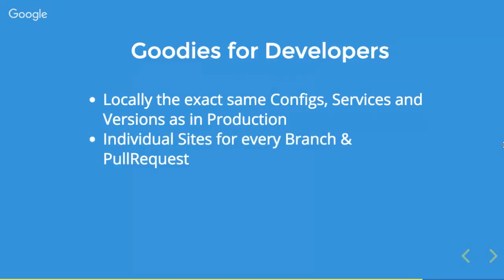Then the system provides individual sites for every branch and pull request. If you want, for every single branch, it automatically starts a site that you can click around. It's a fully installed Drupal. You can play with it. You can test it, so that when you click that merge pull request button, or if you merge locally, you are sure that it actually does what you want.